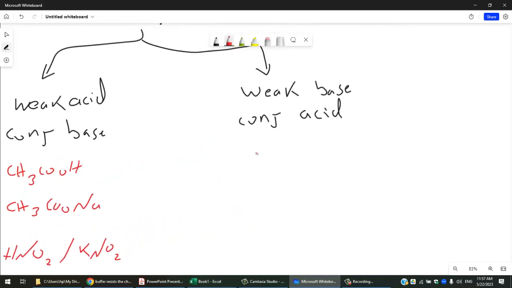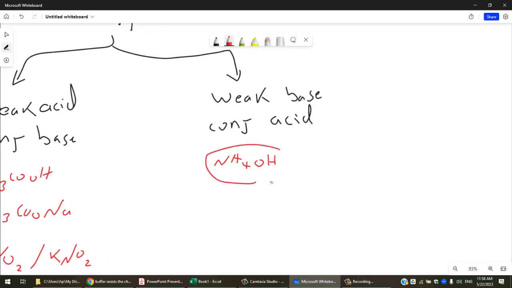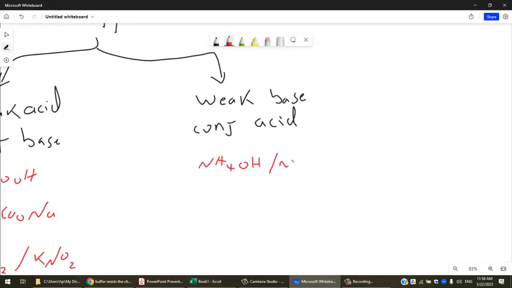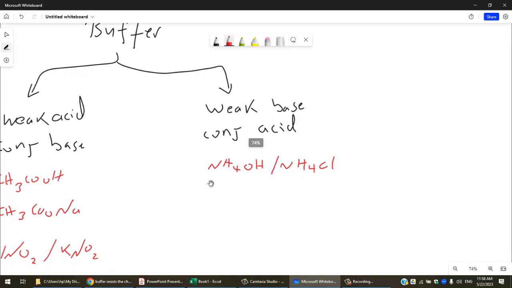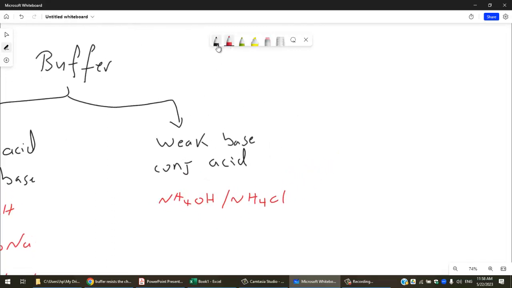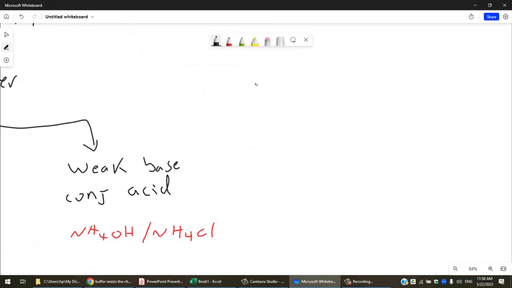For the example of a basic buffer, you can use ammonia, but ammonia in aqueous solution is NH4OH, ammonium hydroxide. Again, that's not a buffer by itself. You should add to that the salt of that weak base, let's say ammonium chloride or ammonium bromide or any other salt that dissolves completely, along with the base. So that's a buffer chemically. And the way a buffer works is based on something we call the common ion effect.